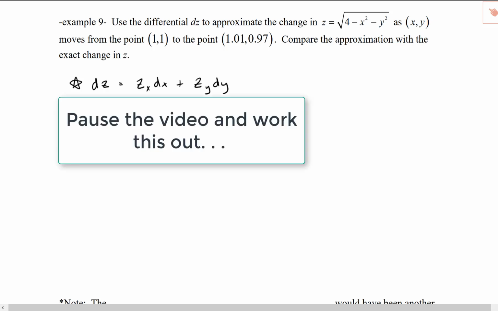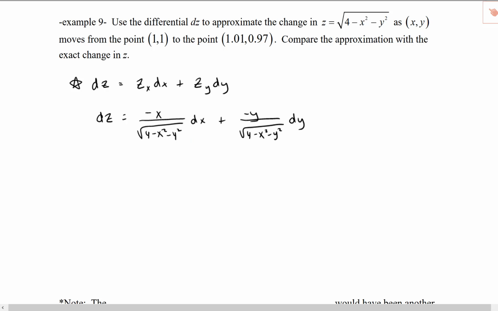Pause the video, get that written down, and then restart the video when you've got it. Pause now. All right, welcome back. Hopefully you were able to get the same values that I got.